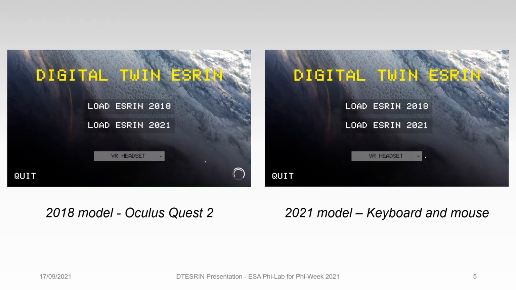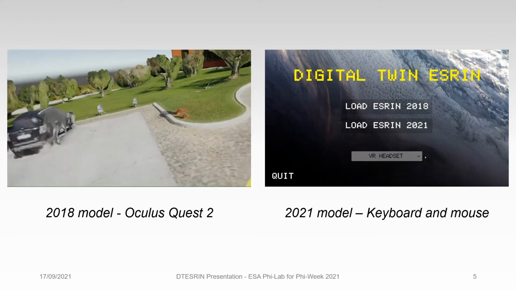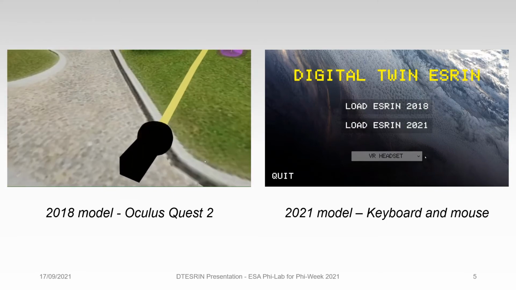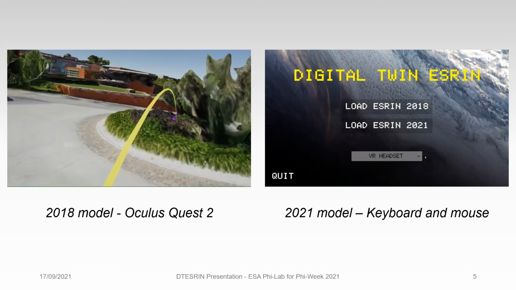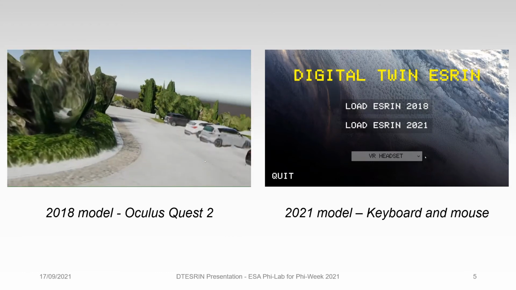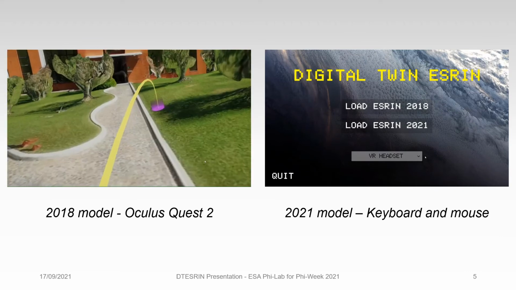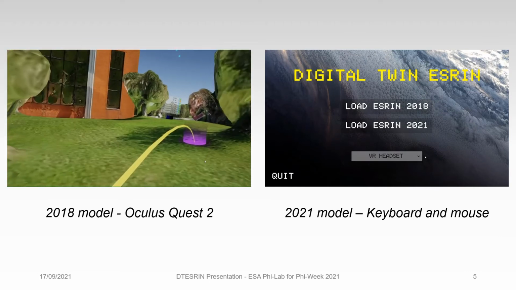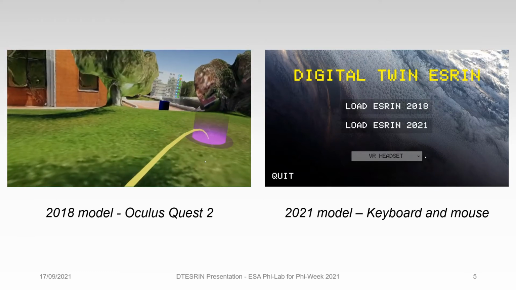On the left, you can see the 2018 model being loaded while using a VR headset. The user, or player, is able to navigate any part of the campus, including rooftops, through teleportation and snap turn. Previously mentioned capabilities are also present. Here, the AQP sensor.